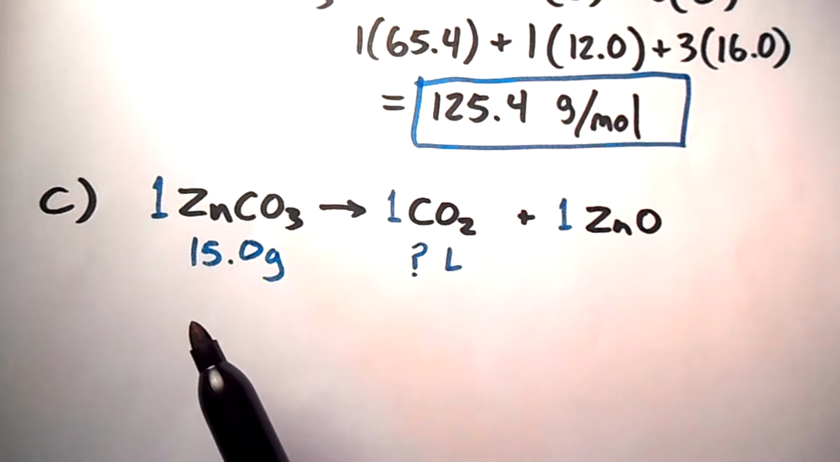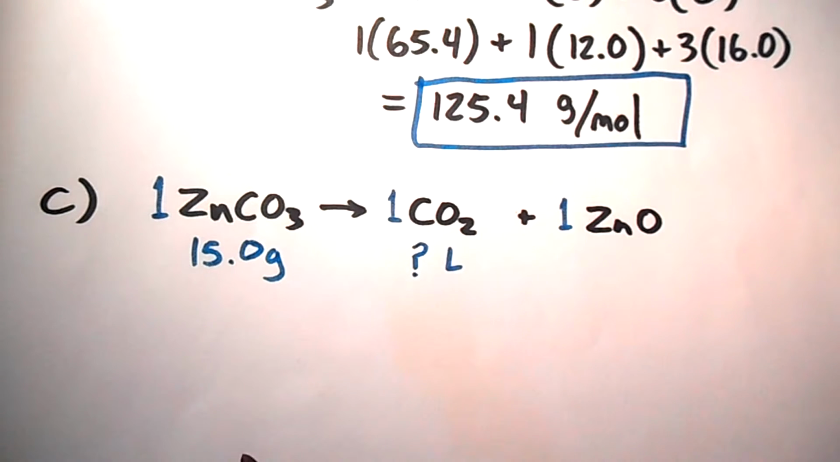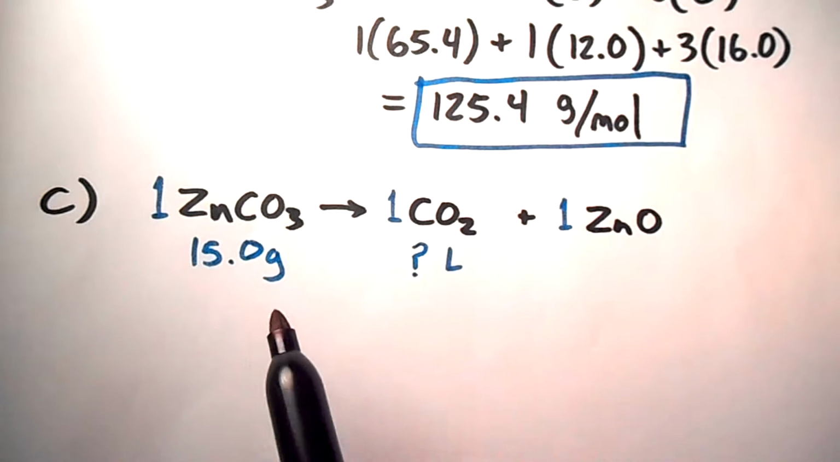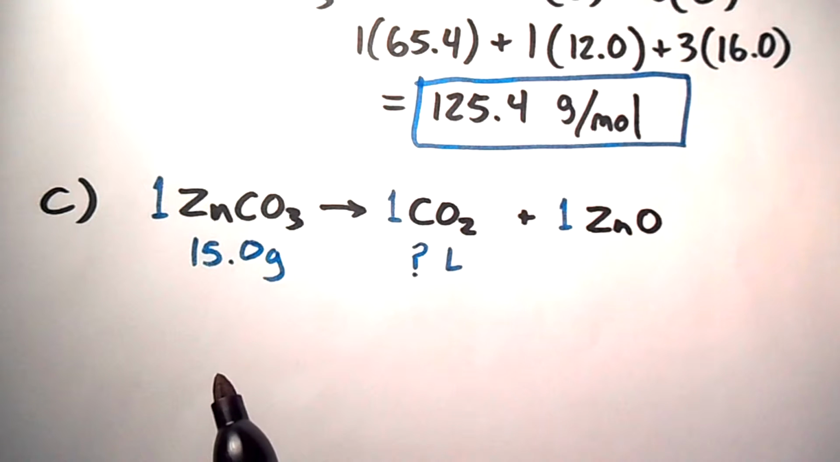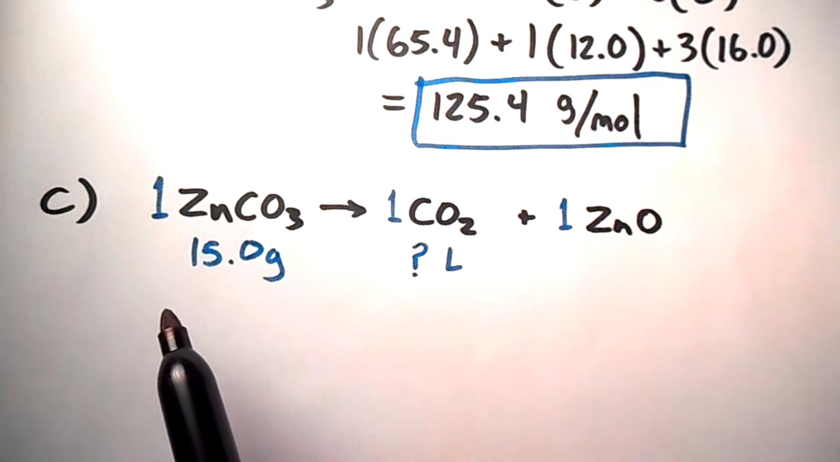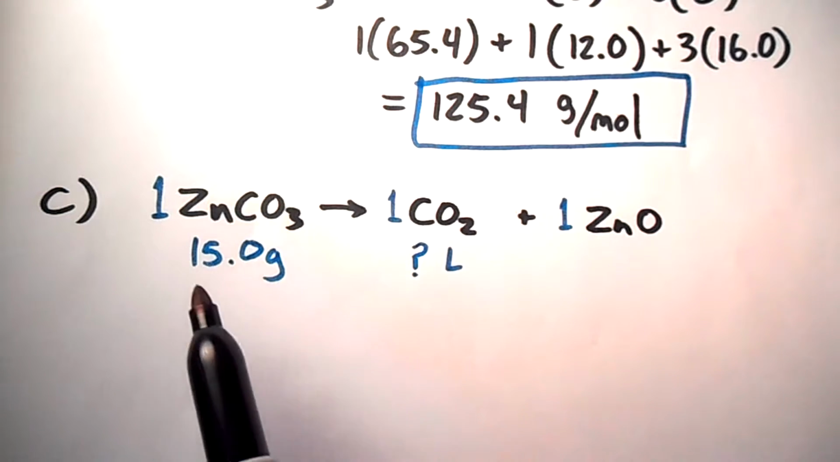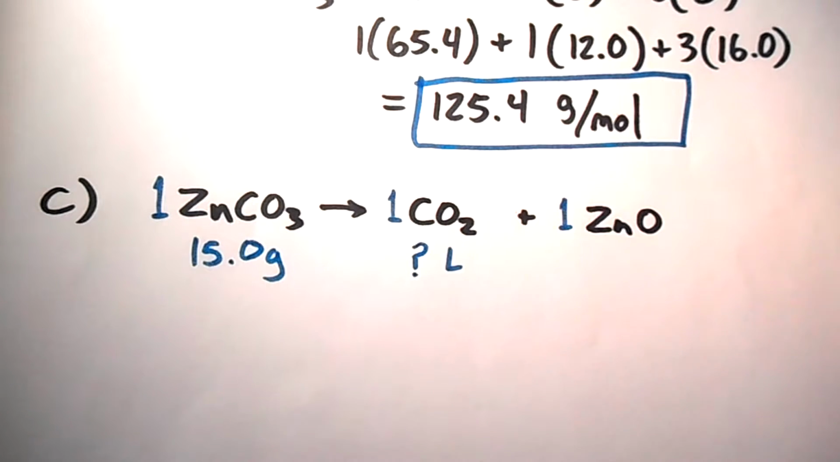We know that we have 15.0 grams of zinc carbonate that we've started with. That is a measured value, so that does count for our sig figs. And we need to convert that first to how many moles of zinc carbonate we're actually using. Then we're going to do some stoichiometry. Hope you remember that.